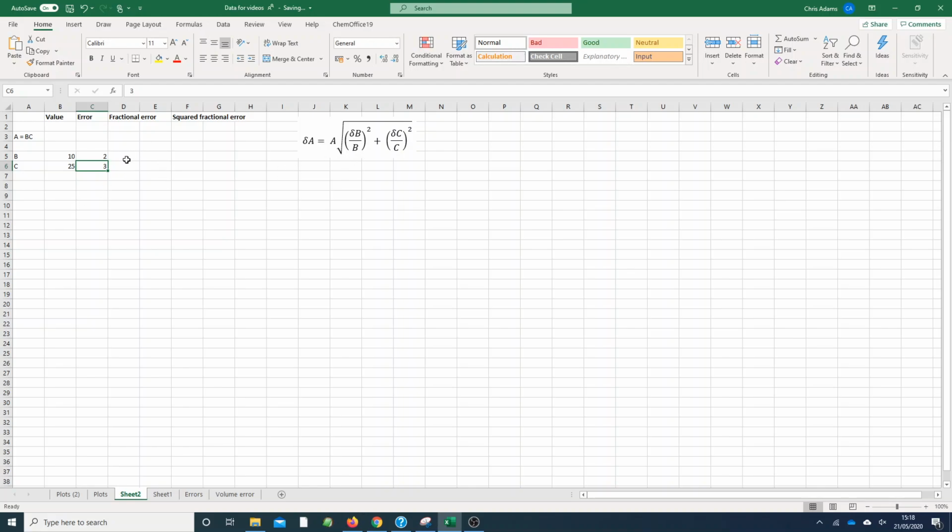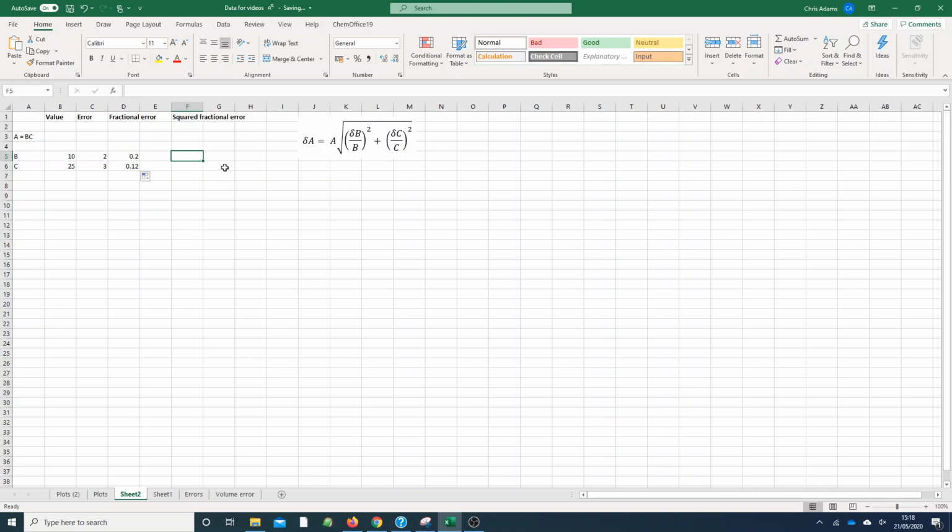So the fractional error equals the absolute error divided by the value. So the fractional error in B is 2/10, which is 0.2. And I can drag that formula down to get the fractional error in C, which is 3/25, which is 0.12.